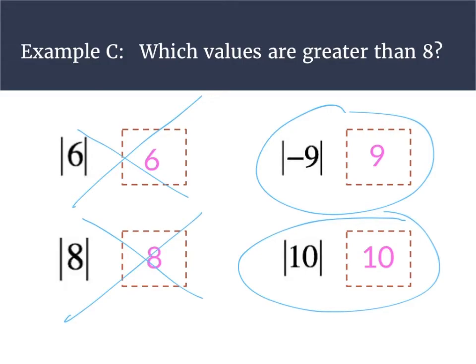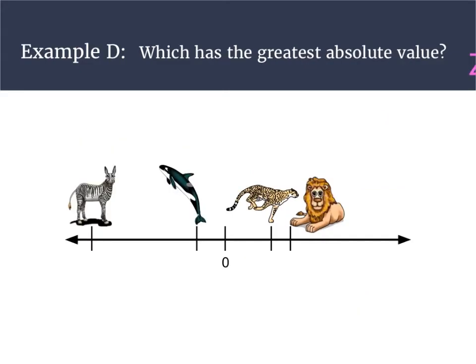Now let's go ahead and take a look at example D. Here we are at example D. Example D says, which has the greatest absolute value? So we're going to be taking a look at our number line here. We have 4 animals on it, and we're trying to figure out which one has the greatest absolute value, or which one has the greatest distance from 0. Not which one is the largest positive value, which one has the greatest distance from 0.